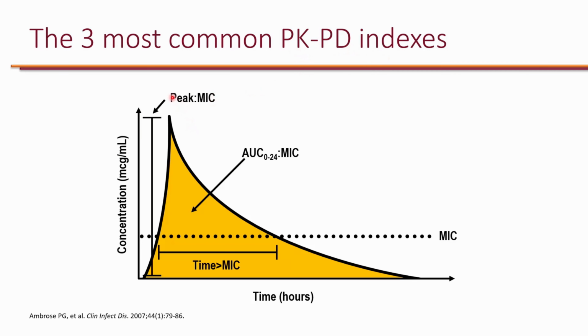The three commonly used are the peak to MIC ratio, the AUC to MIC ratio, or the time above MIC. When the concentration goes above this MIC concentration, it will eventually go down and then go below the MIC. The time it takes to go above the MIC and then below the MIC is referred to as time above MIC.